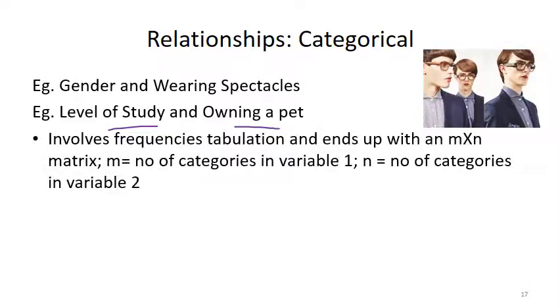So it involves frequency tabulation and ends up with an m times n matrix, where m is the number of categories in variable 1, and n is the number of categories in variable 2.